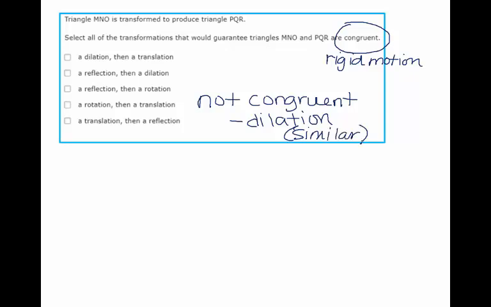Where the other three would give you congruent figures. So if you have a dilation then a transformation, that wouldn't work. The dilation changes the size. If you have a reflection then a dilation, that wouldn't work. The dilation changes the size.